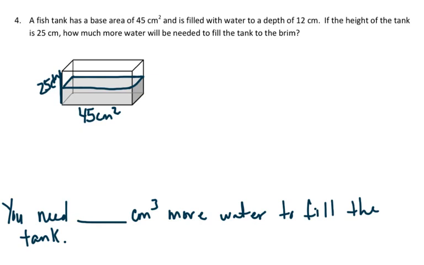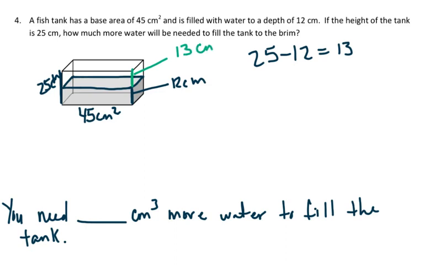It says the water is filled to the depth of 12 centimeters. So that means this part right here is 12 centimeters. If that's 12 centimeters, then the part that's empty is going to be 25 minus 12, which is 13. So I'm trying to find the volume of this empty space in here because I want to see how much water I need.